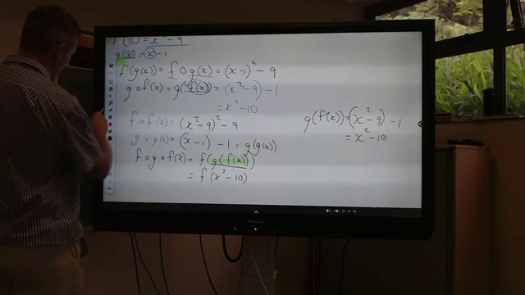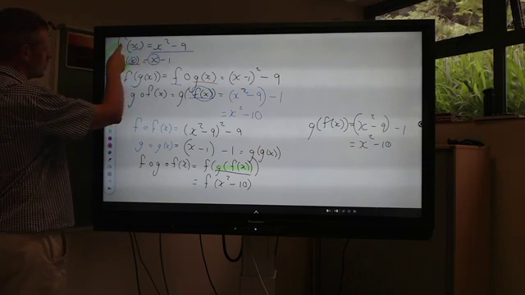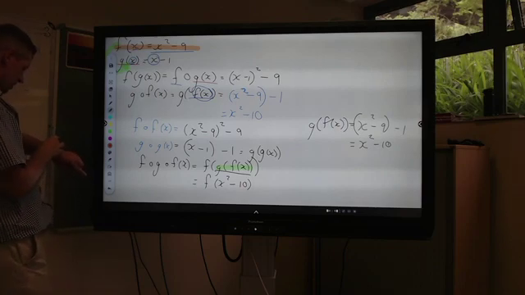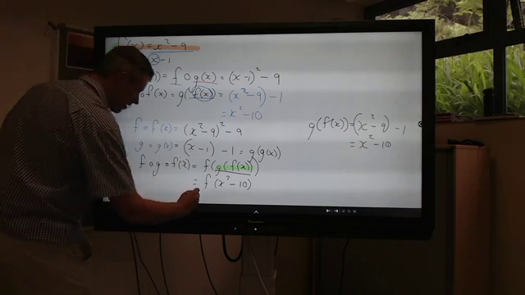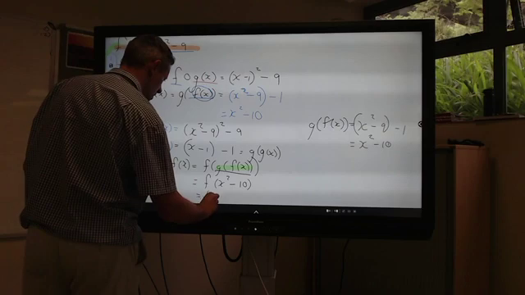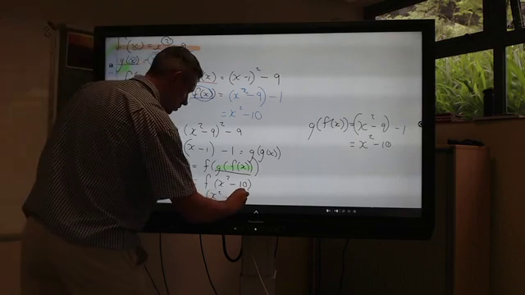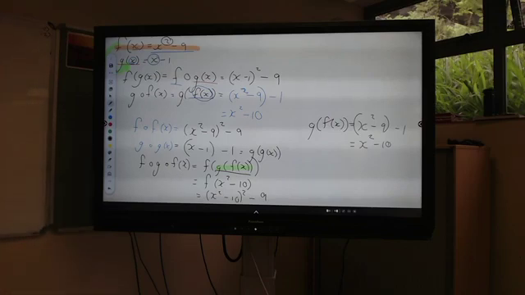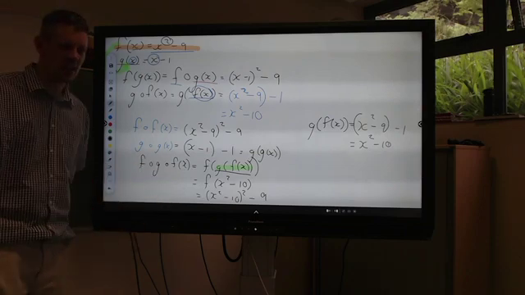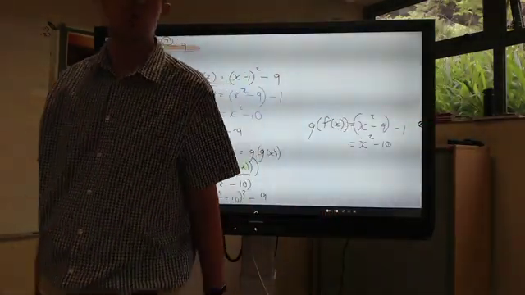So in f of x, wherever there's an x, I'm going to put x squared minus 10. So this is going to become x squared minus 10, squared, minus 9. And you can go and simplify out further, okay? But I mean, it's not the end of the world.